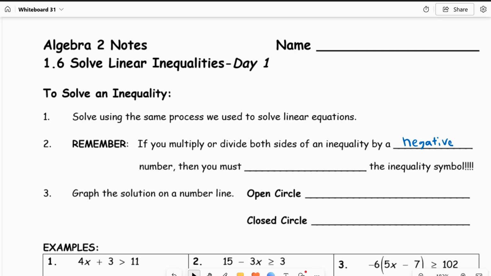then you must reverse or flip the inequality symbol.